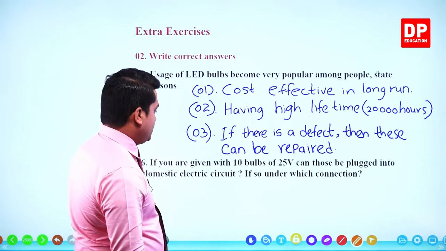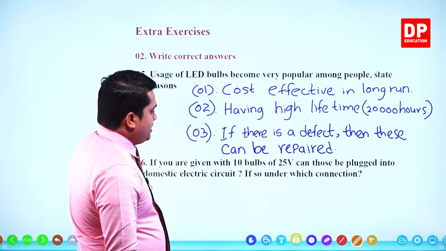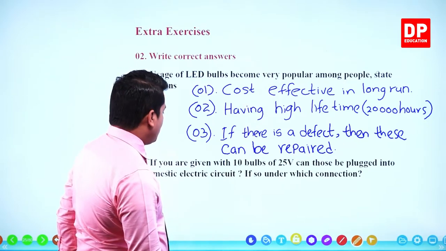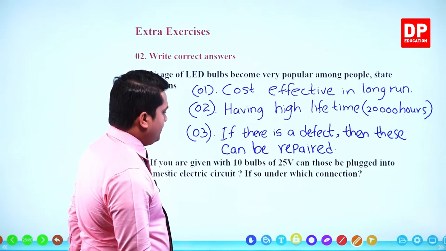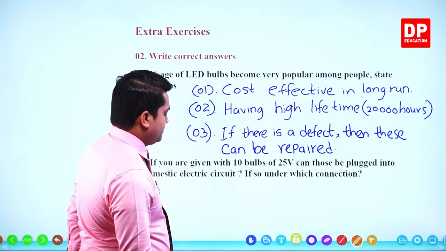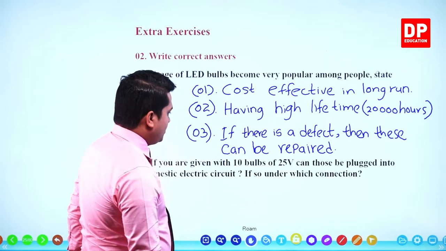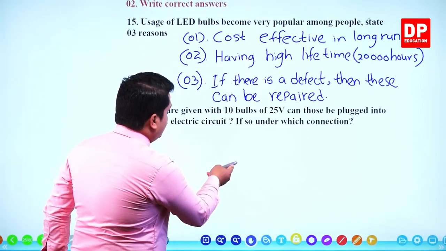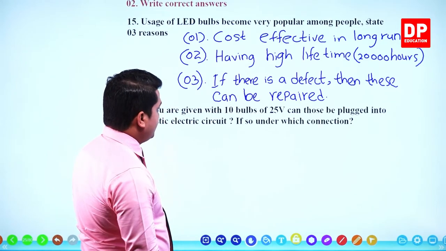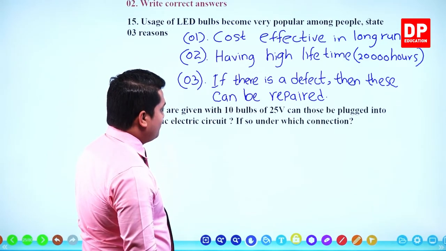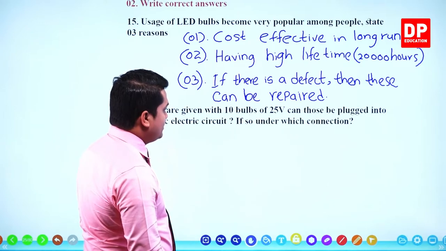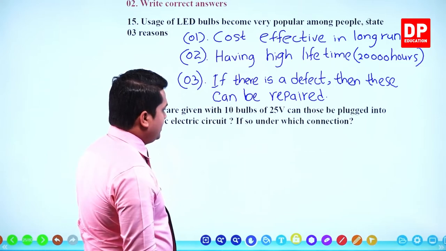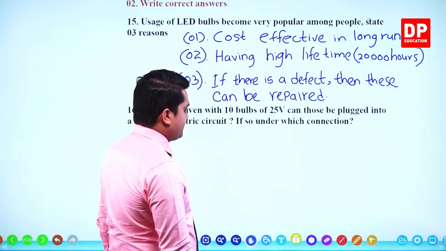Okay, if you are given 10 bulbs of 25 volts, can those be plugged into a domestic electric circuit? If so, under which connection? A good question, my dear children. They are asking a very simple question. If you are given 10 bulbs of 25 volts each, can those be plugged into a domestic electric circuit? If so, under which kind of connection?